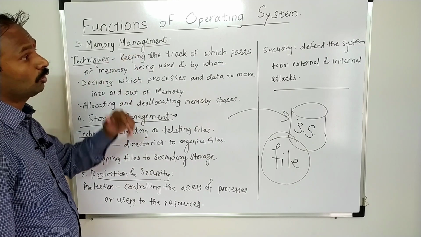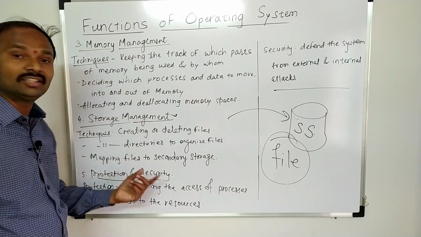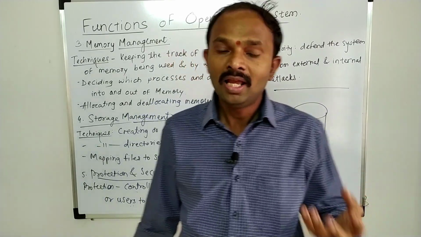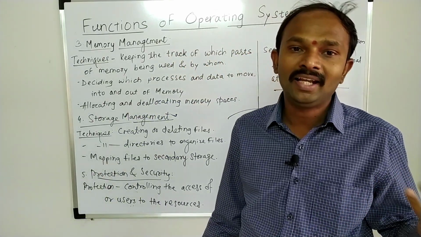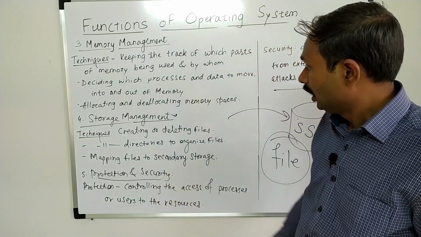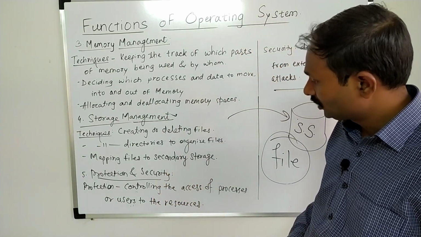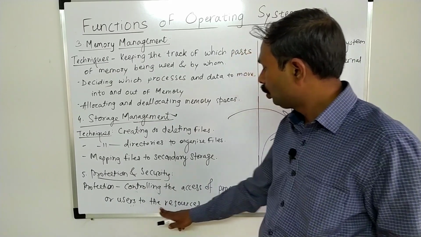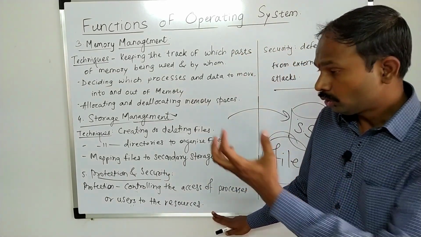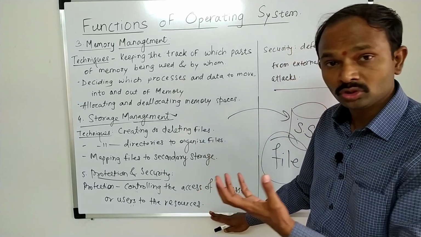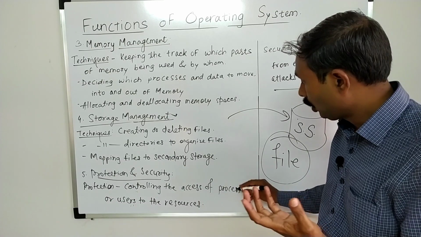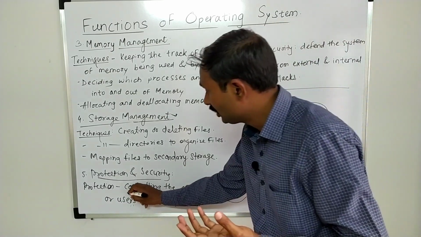And the last function of an operating system is protection and security, which is very important. All the operating systems provide some protection and security from a variety of attacks that are happening on the operating system. So inside the protection, controlling the access of the processes or users to the resources. Let us say we have some resource. For that resource, the operating system controls the access for different processes and users.